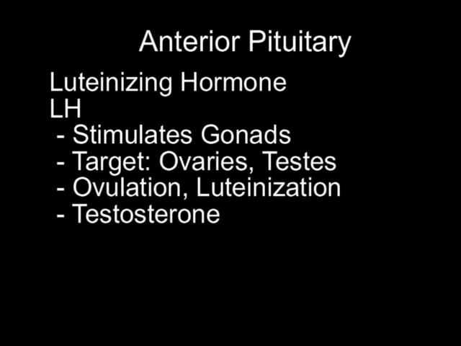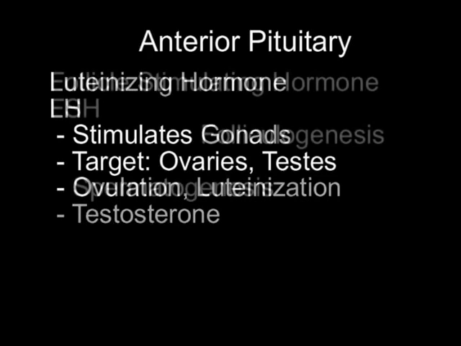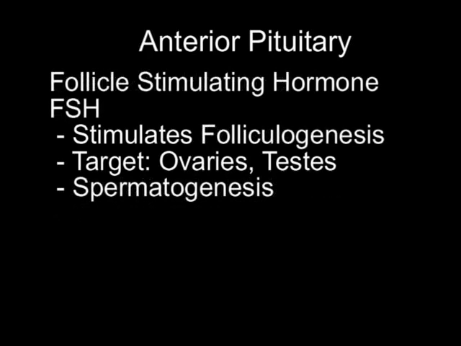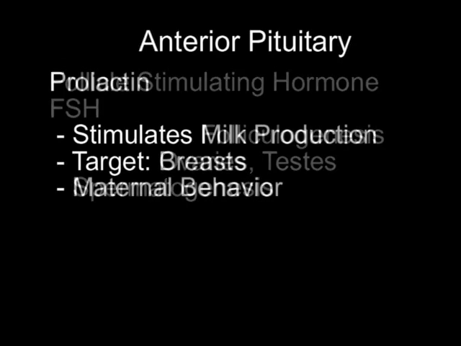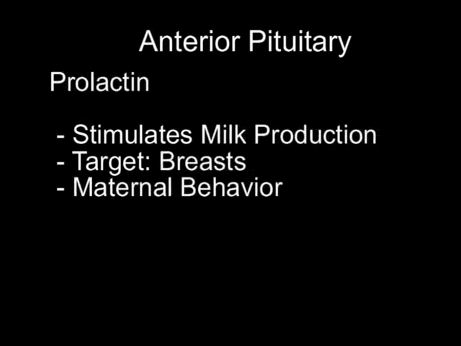Luteinizing hormone is abbreviated LH. LH stimulates ovulation and luteinization of ovarian follicles in females and promotes testosterone production in males. FSH is the abbreviation for follicle-stimulating hormone. FSH stimulates ovarian follicular growth in females and stimulates spermatogenesis in males. Prolactin stimulates milk production and maternal behavior in females.